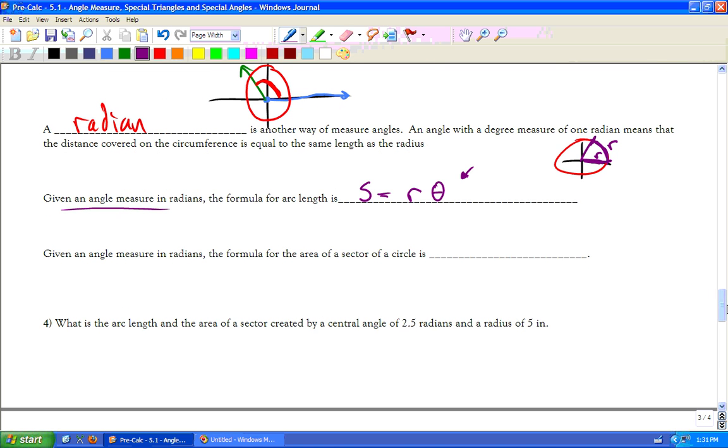Another formula, given an angle measure in radians, is the area of a sector of a circle. If I were to draw a circle and a central angle inside that, I can figure out the area of that sector with the expression area equals 1/2 times the radius squared times the angle, in this case theta. Hopefully both of these look familiar, maybe are ringing a bell, maybe you can see some connections, but we're going to show them in a little bit.